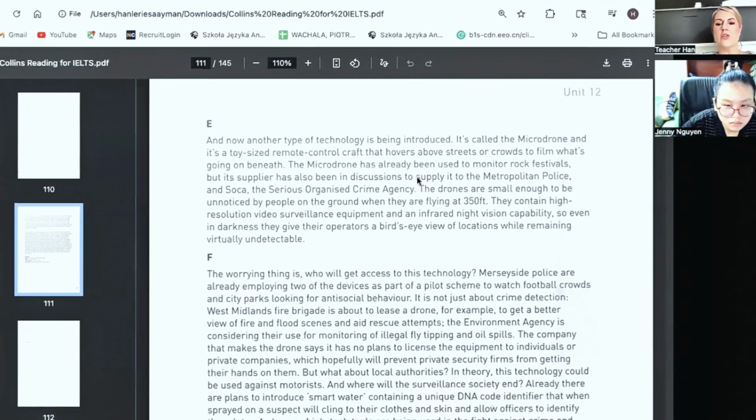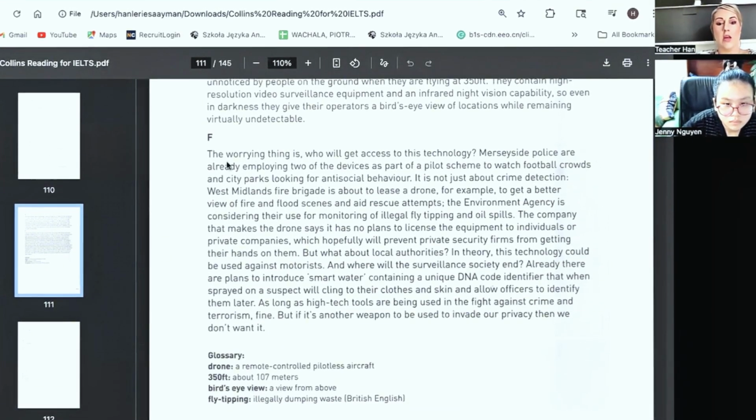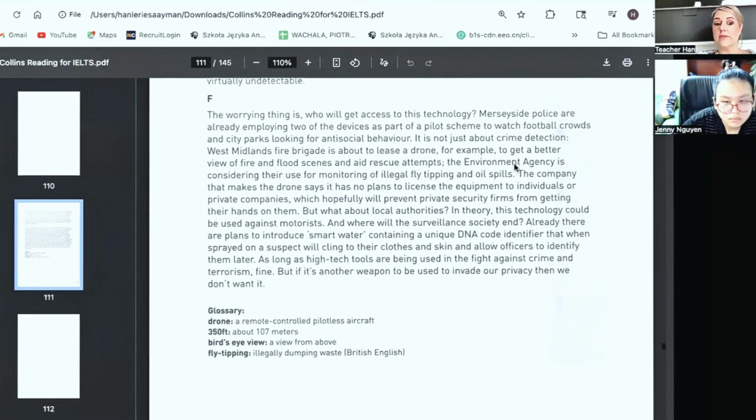So the microdrone has already been used to monitor rock festivals and soccer, the Serious Organised Crime Agency. The drones are small enough to be unnoticed by people on the ground when they are flying. They contain high-resolution video surveillance equipment and infrared night vision capability, so even in the darkness, it can give operators a view. And then the worrying thing is who will get access to this technology.